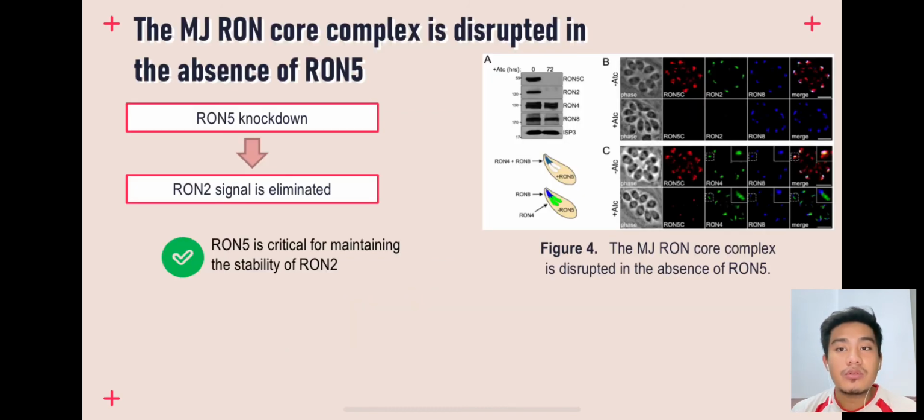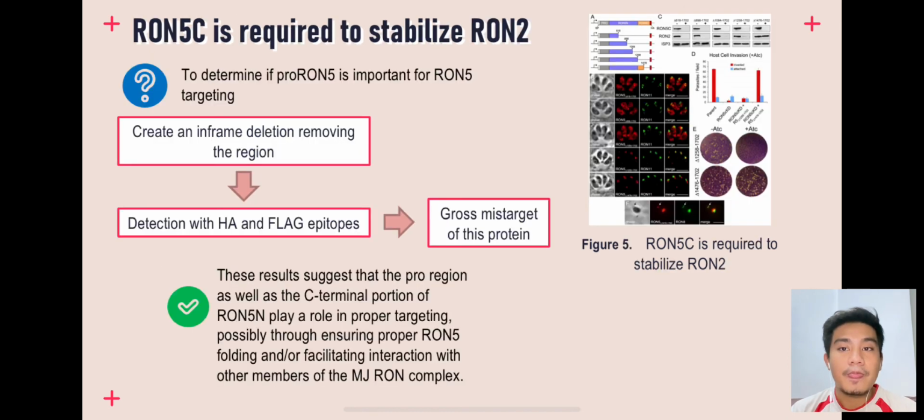Next, the MJ-RON complex is disrupted in the absence of RON5. So, the remaining MJ-RON components were studied by Western blot analysis to identify the effect of the loss of RON5 on the rest of the MJ complex. Interestingly, when RON5 is knocked out, the RON2 signal is also lost, implying that RON5 is required for RON2 stability.